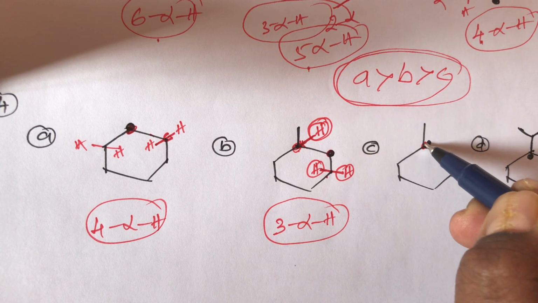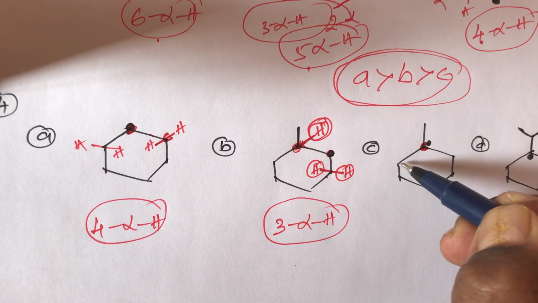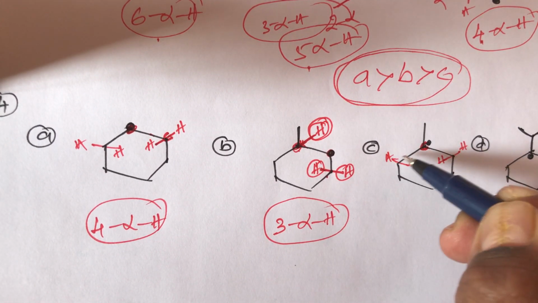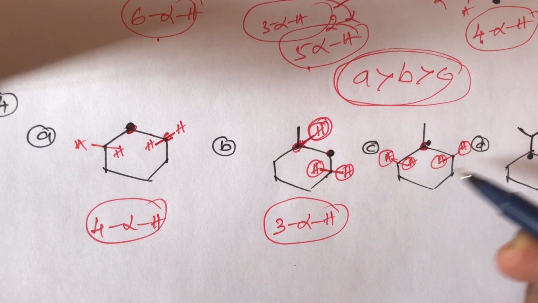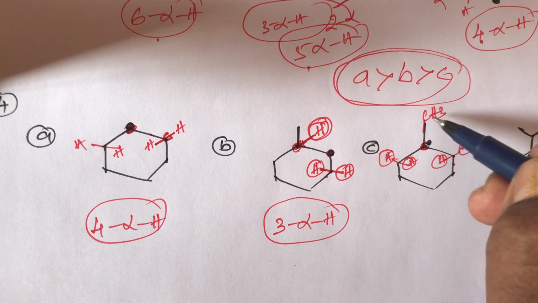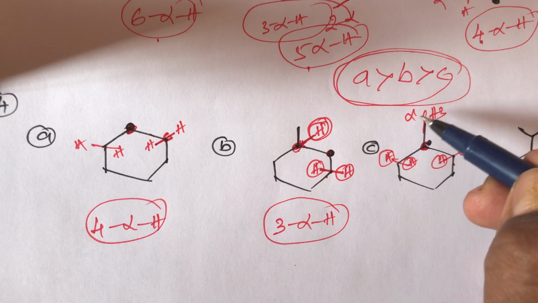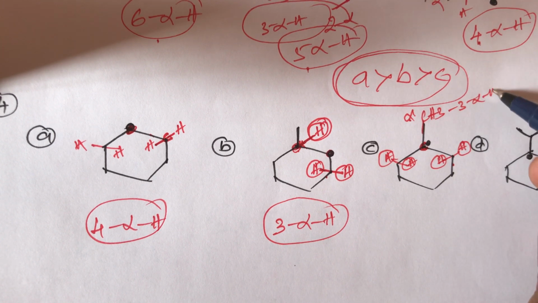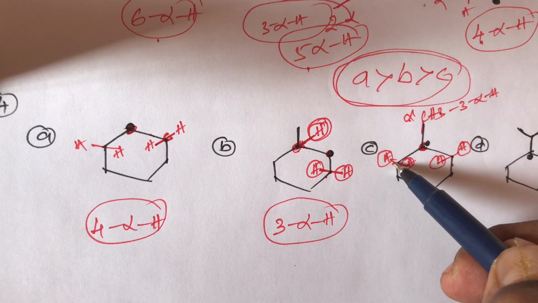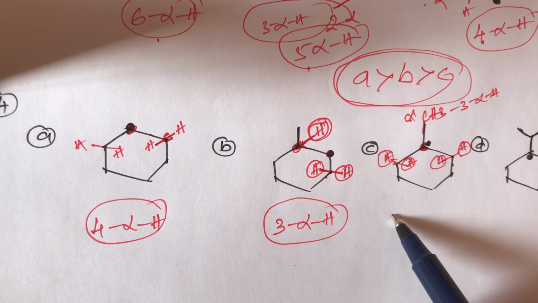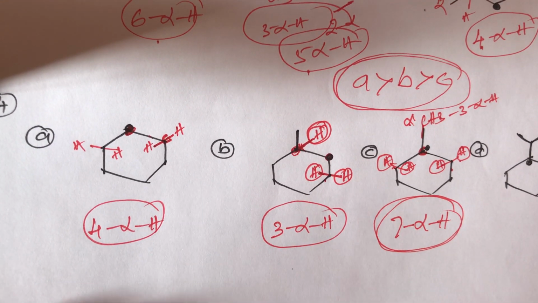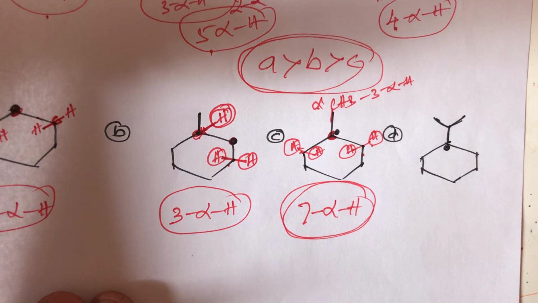What about the third structure? The third compound is a tertiary free radical. Beside this tertiary free radical there are 2 alpha carbons. Each carbon has 2 alpha hydrogens, a total of 4 alpha hydrogens, and the upper carbon is a methyl group. That is also an alpha carbon, and it contains 3 alpha hydrogens. So in this compound, the total number of alpha hydrogens is 3 plus 2 is 5, plus 2 is 7. So the C compound contains 7 alpha hydrogens. Next, what about the D compound?